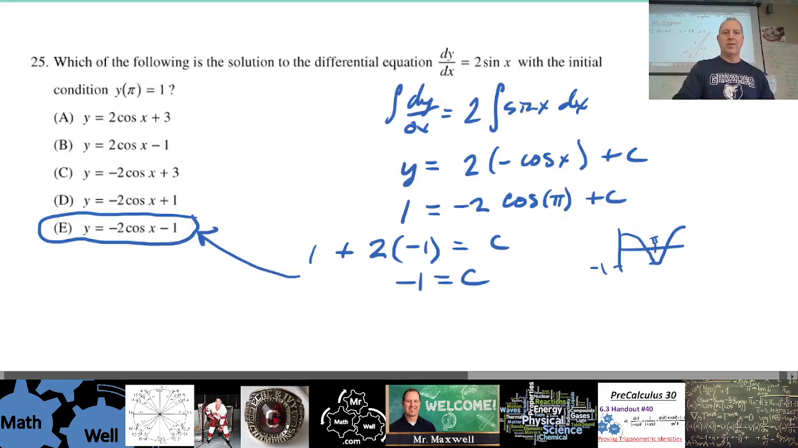All right, here's the answer. If you got E, you are correct. Differentiate both sides, plug in your initial conditions, solve for C, and this is your particular solution to the differential equation. So that's your example for your AP question.